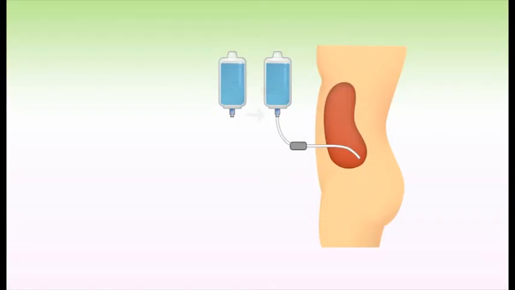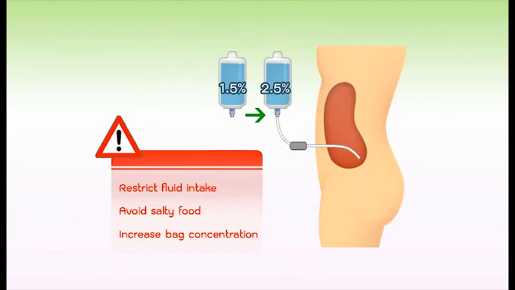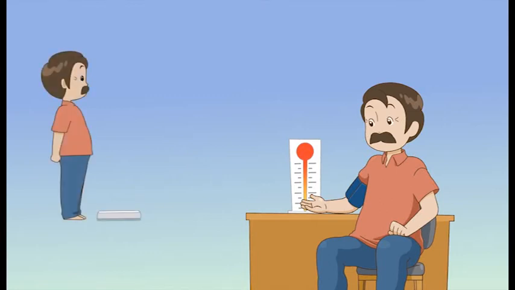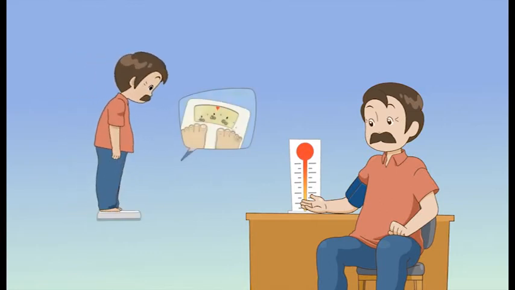If this happens, you should restrict your fluid intake and salty food consumed, as well as increasing the concentration of glucose in the PD bag. You can monitor your fluid balance by weighing yourself and recording your blood pressure every day.